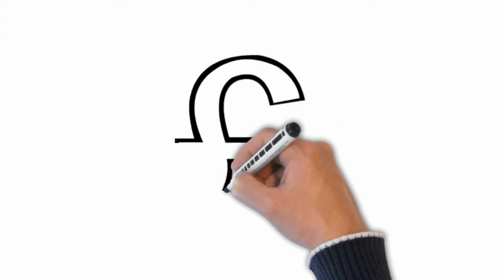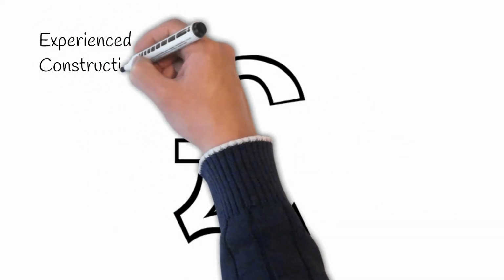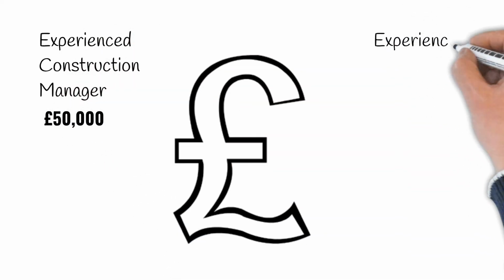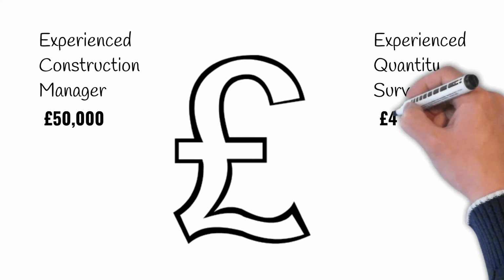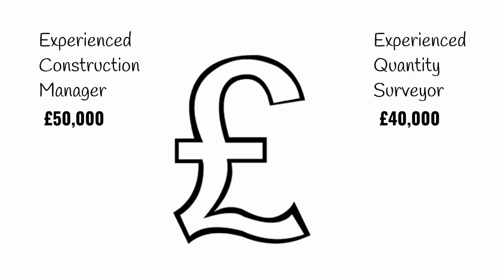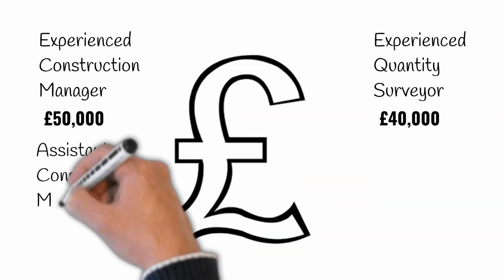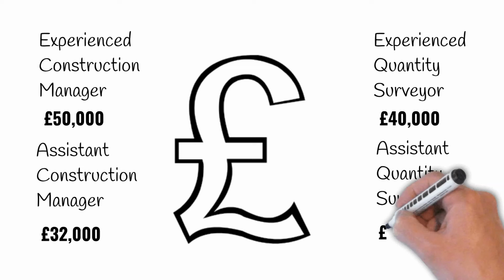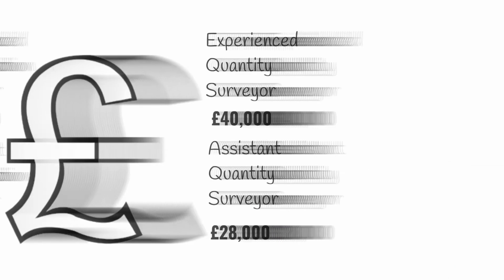Finally, we'll talk about salaries. The average salary for an experienced construction manager is £50,000, and the average salary for an experienced quantity surveyor is £40,000. As with all careers, there are roles above and below these positions, such as an assistant construction manager and an assistant QS at £32,000 and £28,000 respectively.